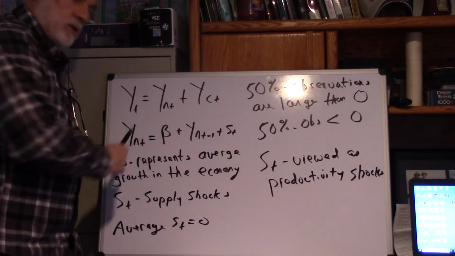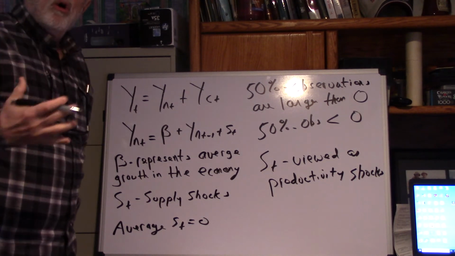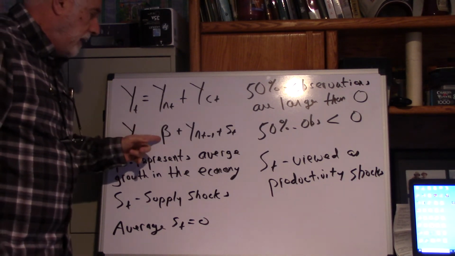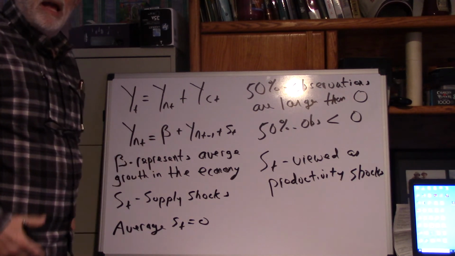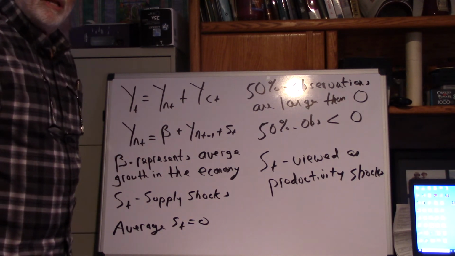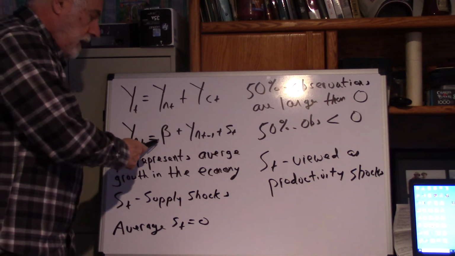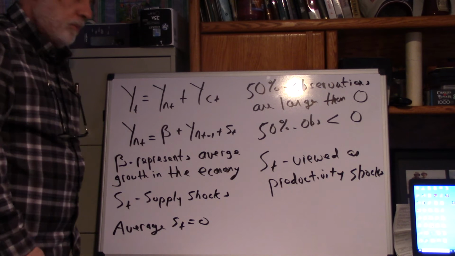Beta represents the average growth in the natural level of output. So the natural level of output is going to grow by beta each period or each year. And we will explain that mathematically a little bit later on in a subsequent lecture. So we have the growth of the natural level of output, I should say.